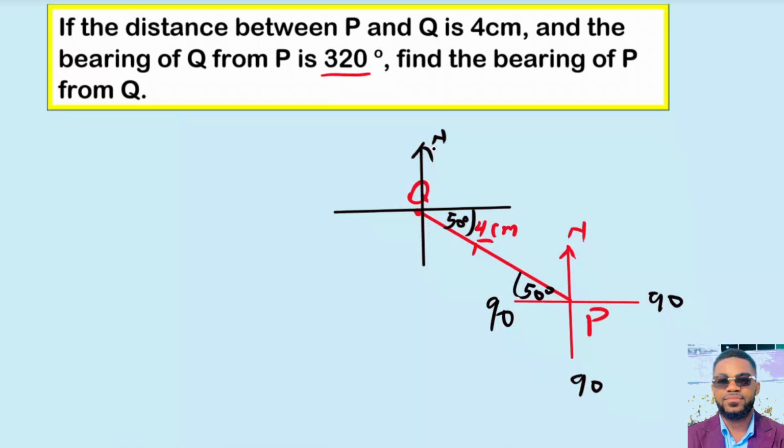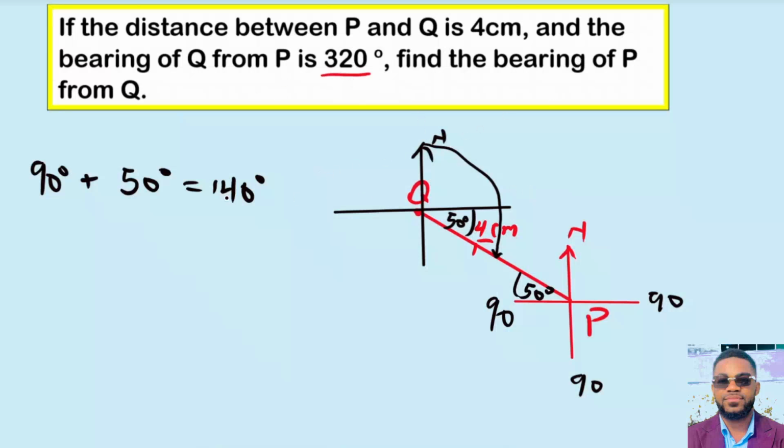Now, if you want to calculate the bearing of P from Q, we just have to move from the north to this line. Let's get this bearing right now. From the north to this point is 90, so we have 90 degrees plus this small angle, which is 50 degrees. And 90 plus 50 will give us 140 degrees. So that's the bearing of P from Q.